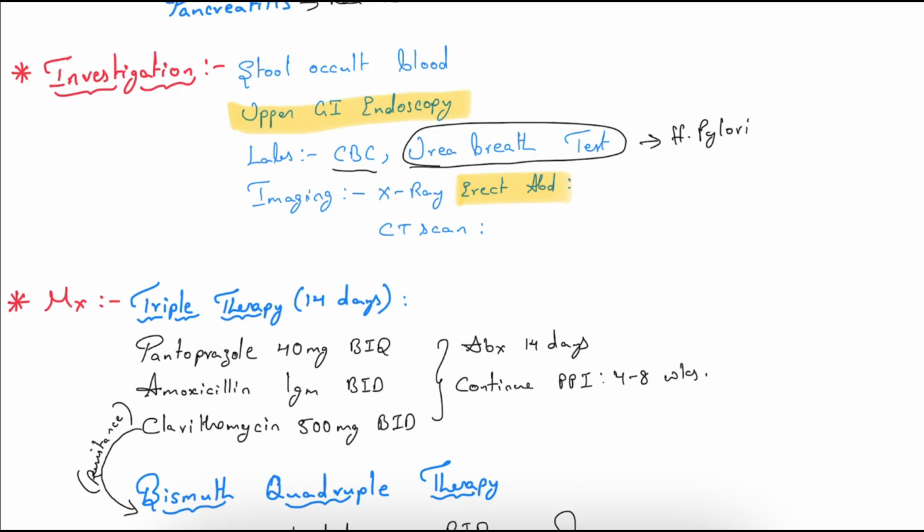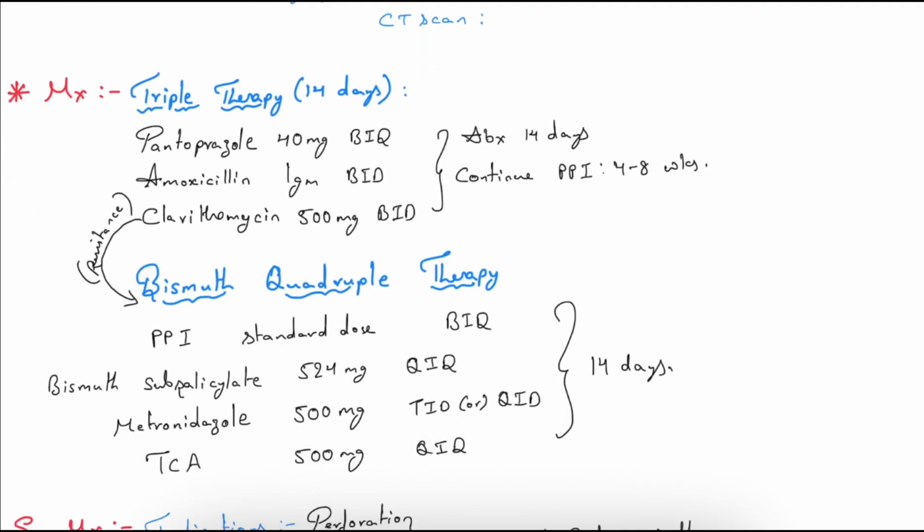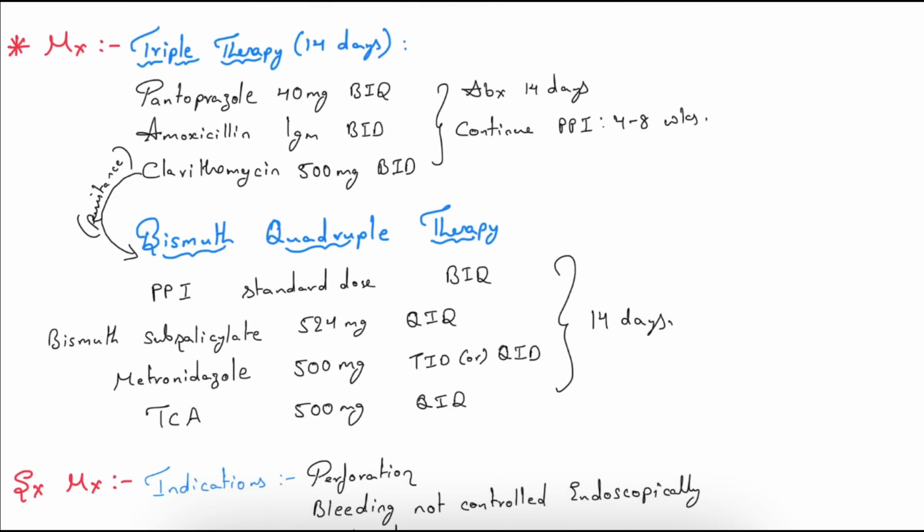I forgot to mention, we can classify peptic ulcer disease into three different classifications: acute ulcer, chronic ulcer and complicated ulcer. Okay, so now a very important thing, that is management. In management the main goal is to reduce acid secretion, eradicate H. pylori and prevent complications.